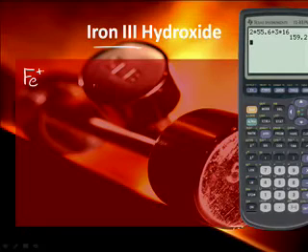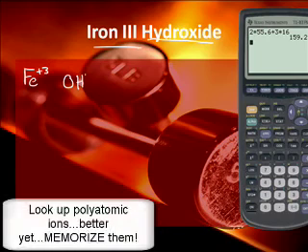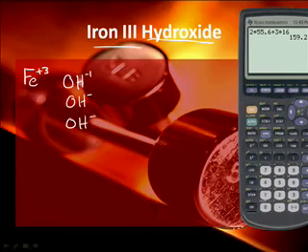That's the one. So iron plus 3. Now hydroxide is a weird one, a polyatomic ion. Look it up on your list. It's OH with a -1 charge. OH -1. And so that means to add up to 0, you'll need 3 hydroxides.